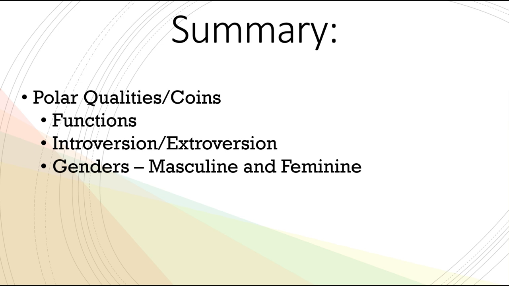So in summary, the personality functions have coins. They have introverted and extroverted coins, and there are masculine and feminine coins, where each function has an introverted or extroverted charge and a masculine or feminine charge. And one of the cool things about this in objective personality is that if you know something about one coin, it means you can infer the opposite about the other function.